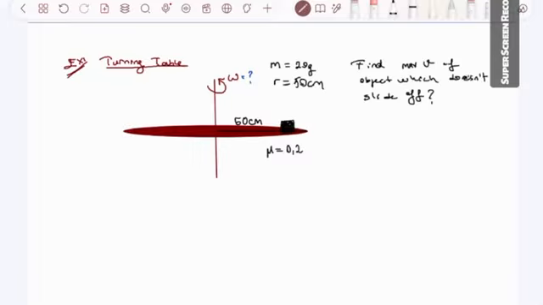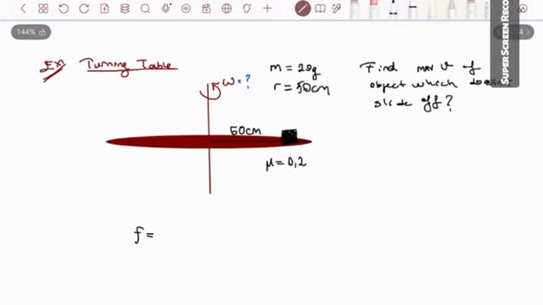Lastly, we're concluding the video with a non-UCM question example, which is this turning table. There is an object of mass 20 grams, and it's spinning on a turning table with a radius of 50 centimeters, and it's asking us to find the maximum velocity of this object so it doesn't slide off. So first of all, in this question, we should be able to see that F friction is what's keeping this object on track. If there wasn't friction, this object would slide off. It would want to go outside of this track.